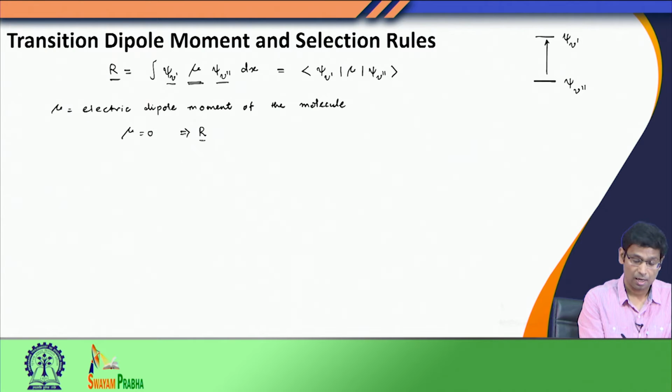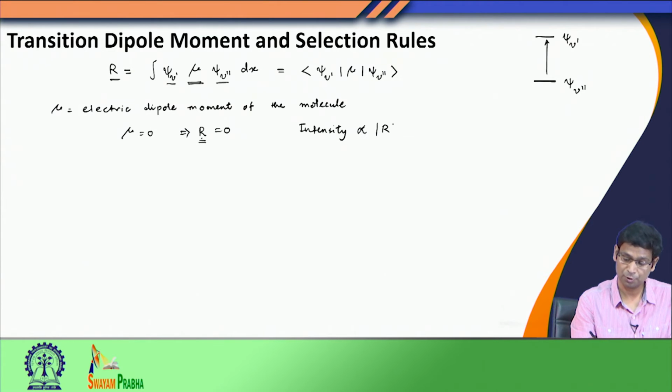Now, what is the significance of this transition dipole moment? Because we would see that the intensity of a particular transition would be proportional to the square of this transition dipole moment, this integral. So if mu becomes 0, R vanishes and therefore intensity becomes 0. So this transition is not allowed.